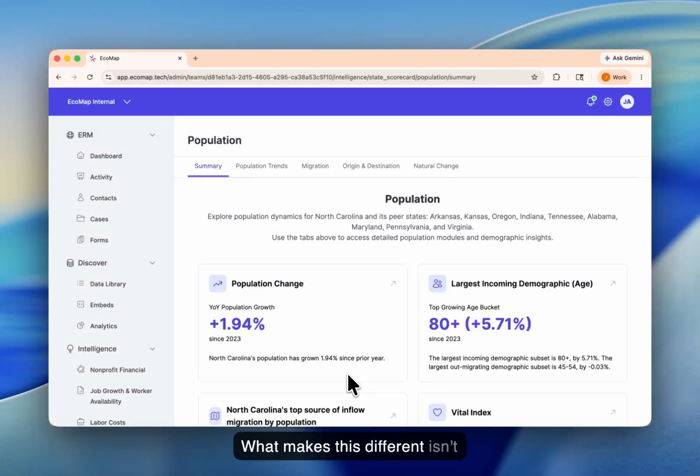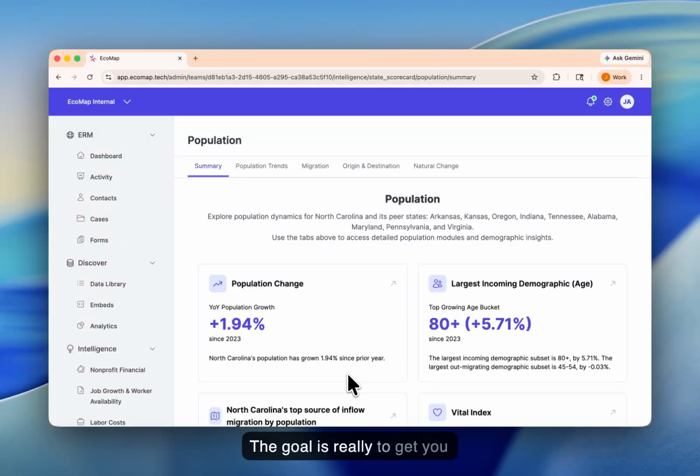What makes this different isn't that this data has not existed before. Most of it comes from federal sources. What's different is that it's normalized, it's visual, it's filterable, and it's shareable. You're not handing someone a spreadsheet or a static PDF, you're giving them a live embeddable chart that tells a specific story to a specific audience. This is a communications tool as much as it is a research tool.